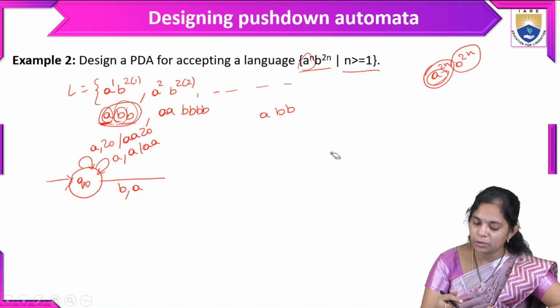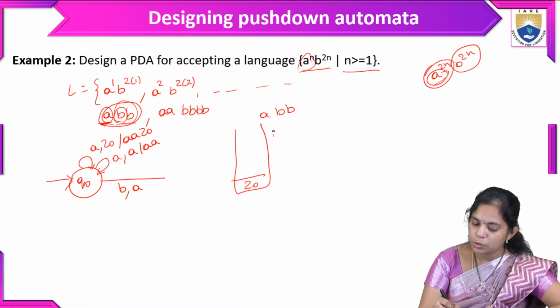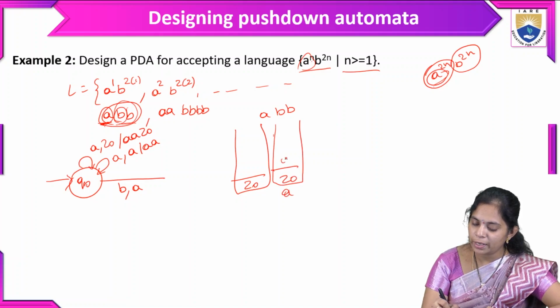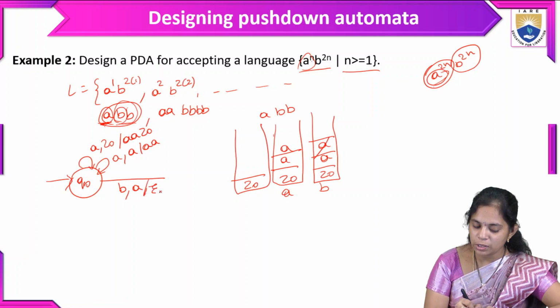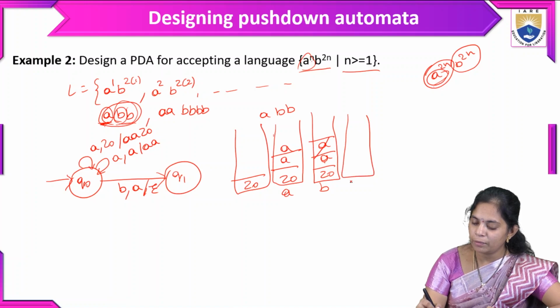So here we'll take this string ABB, and let me derive this string, then you will get the clarity. Initially it is Z0. While reading A, we need to push two A's into the stack, and while reading B, we need to pop the A value, the top of the stack symbol A, with the operation epsilon. And here, this is the next state.